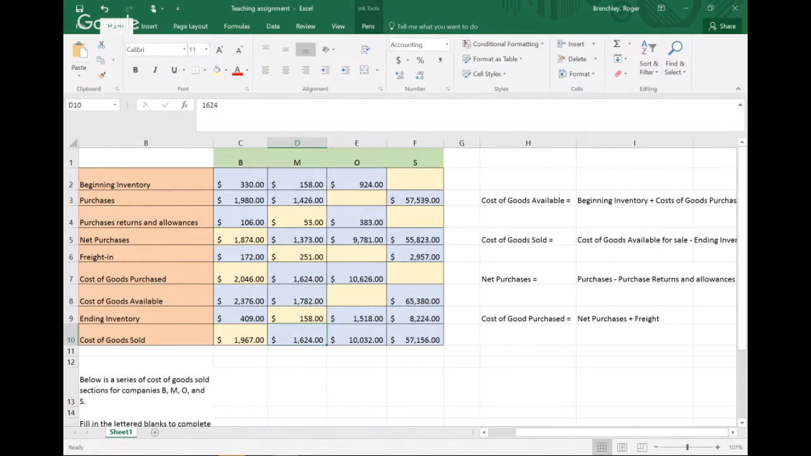Okay, now we're going to move on to company O over here. Now we need to figure out purchases. This is not too dissimilar from the previous one. We've got our net purchases and our returns and allowances. So we're going to go, and this is going to be our total number here.